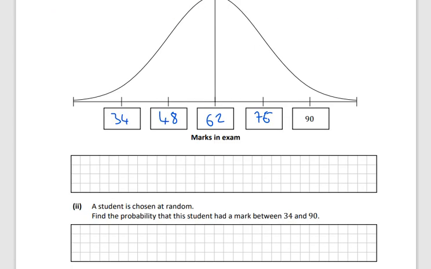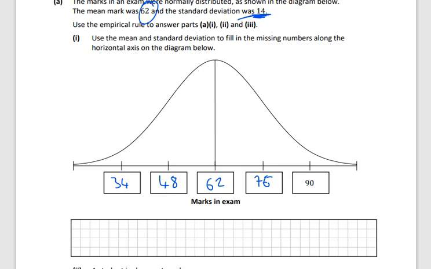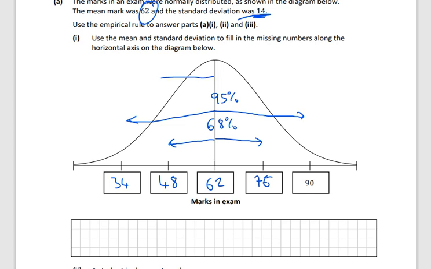A student is chosen at random. Find the probability that they got a mark between 34 and 90. You have to memorize the percentages here. One standard deviation out means 68% lie within. Two standard deviations out, which is where this is, there's 95% of the data lying there. And then a third one out, this one we don't really need to use, is 99.7%. You have to know those three percentages.